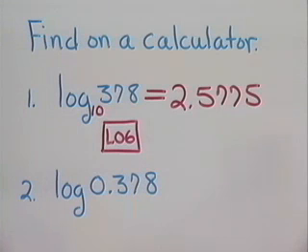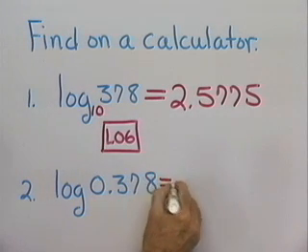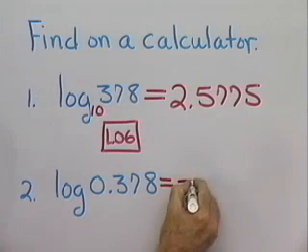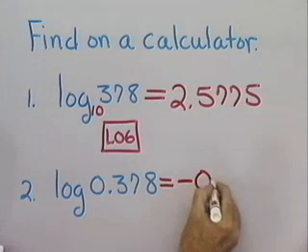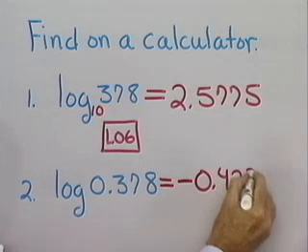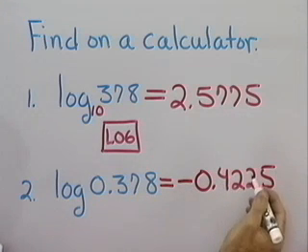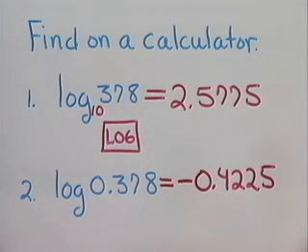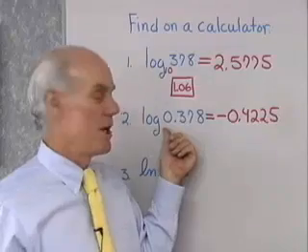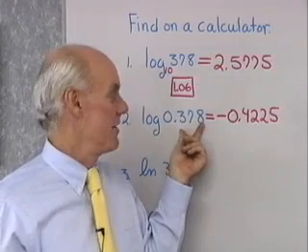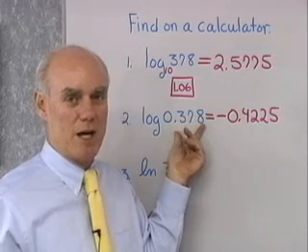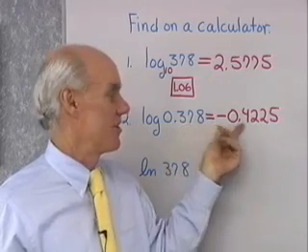0.378, I want to find the common log of that, log base 10. Do that on the calculator. You can try it along with me. Your calculator should say negative 0.4225. And again, I rounded that last place right there. So logarithm base 10 of 0.378, it's just a matter of using that logarithm button, log base 10 button on your calculator to get this.